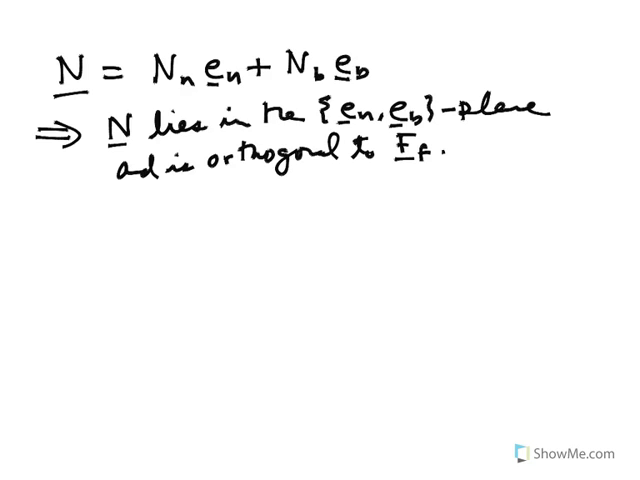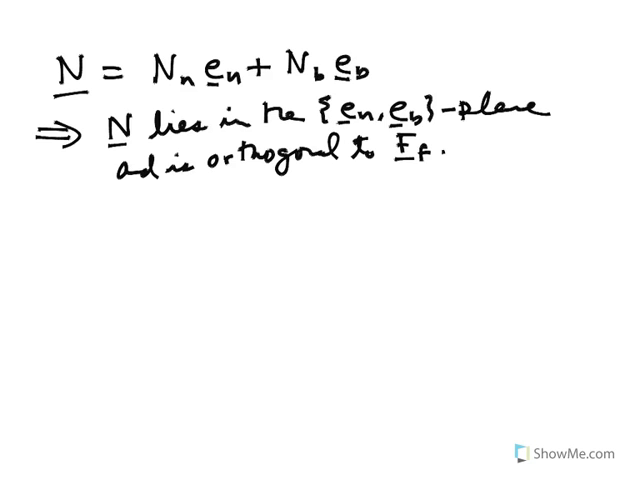So in both cases, the normal force and the friction force are orthogonal to one another. In this case, the normal force lies in a plane that's orthogonal to f sub f, and f sub f lies along the line of action of the tangent vector.